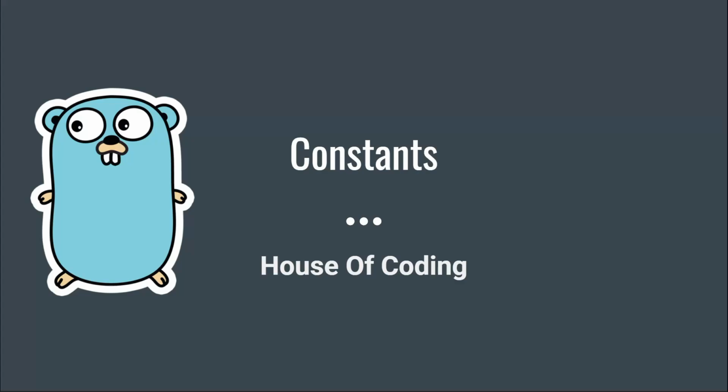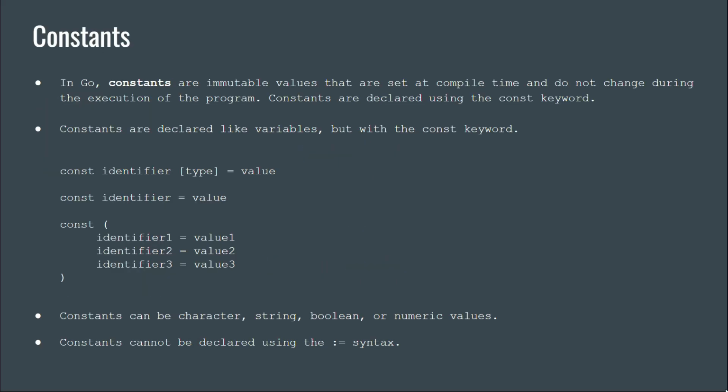Hello everyone, in this lesson we are going to discuss constants in Golang. In Go, constants are immutable values that are set at compile time and do not change during execution of the program. Constants are declared like variables but with the const keyword.